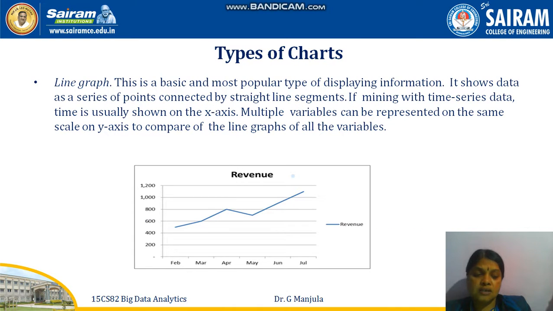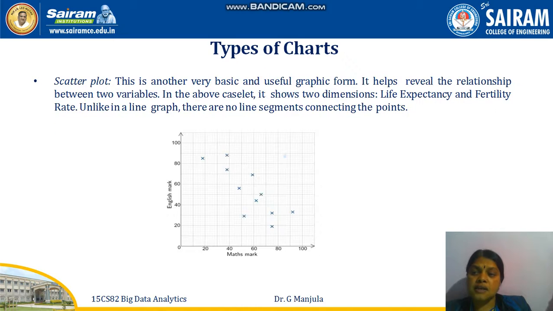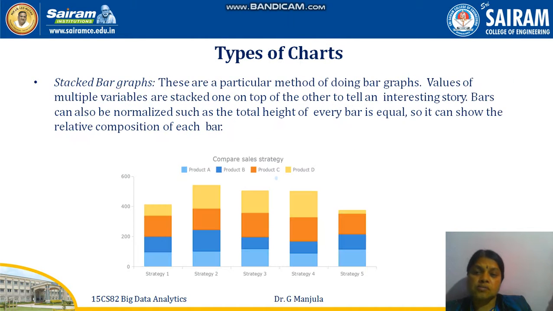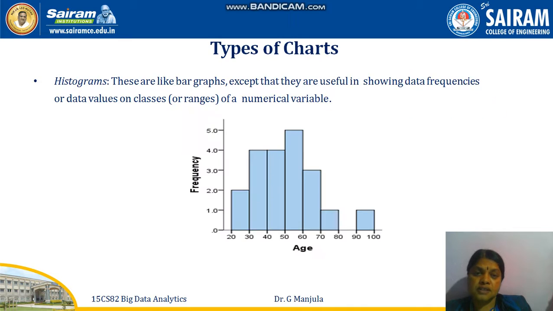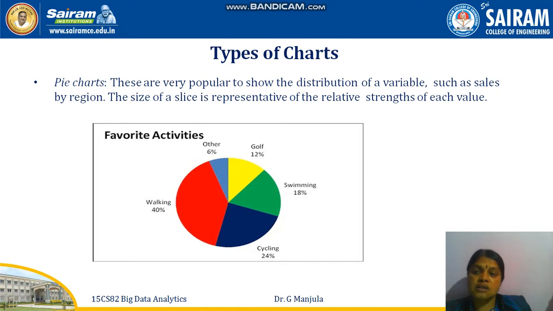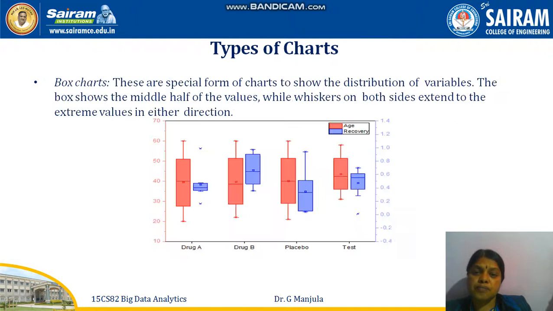So this is one chart. We'll go quickly: a line graph, scatter graph, bar graph, and stacked bar graph, where each strategy is stacked one on top of the other to tell interesting stories of that particular strategy. Similarly the histogram chart, pie chart. This is a box chart. We can travel in both directions, upper and below, but within the middle half of the values the data will be scattered. That is a box chart.